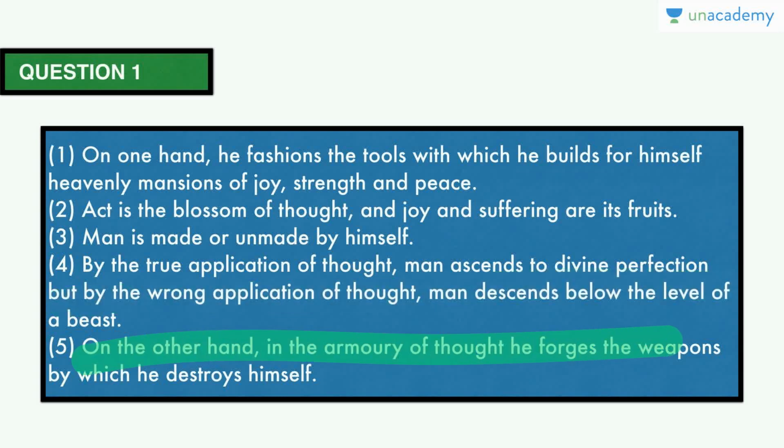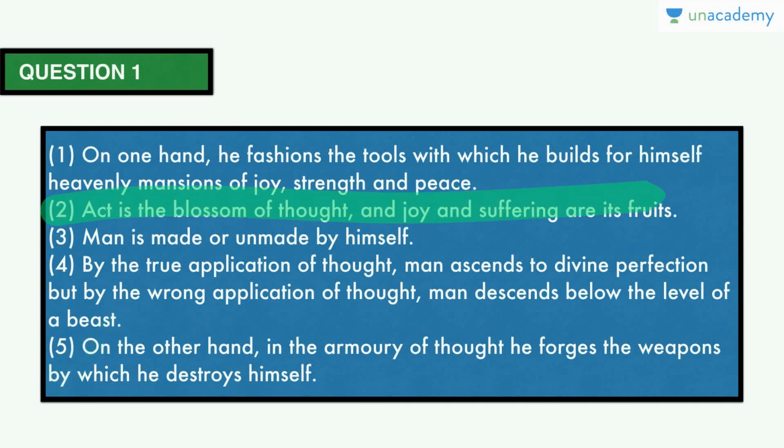On the other hand, in the armory of thought, he forges the weapons by which he destroys himself. On one hand, on the other hand. So these two sentences, 1 and 5, could make a pair. On one hand, he does this. On the other hand, he forges the weapons by which he destroys himself. So sentence 1 and 5 have to be there in the paragraph, because both of them cannot be excluded, there's only one excluded sentence. So this is good that we know that both of them will be included.